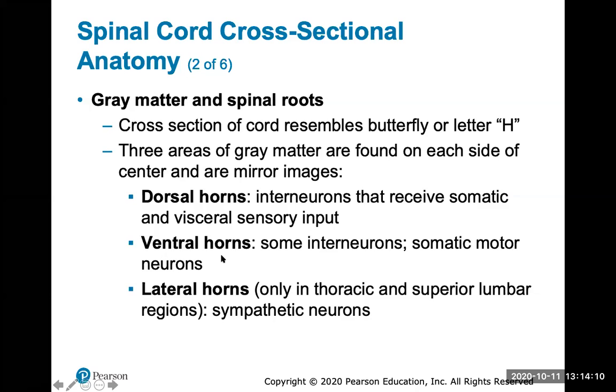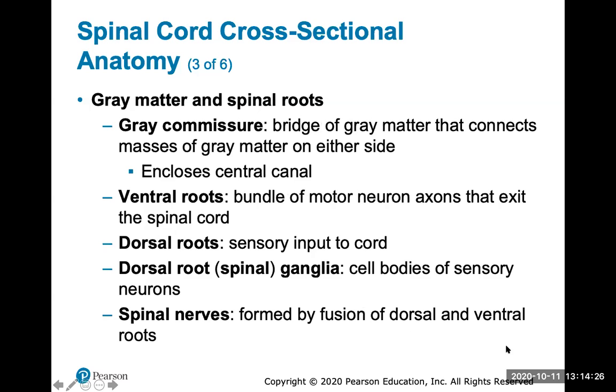Ventral horns will contain some interneurons, but mostly the somatic motor neurons, which will initiate the response out of the ventral or front roots. And the lateral horns are only in the thoracic and superior lumbar regions, and these will contain sympathetic neurons. So this describes the gray commissure. This is the bridge of gray matter that connects the masses of gray matter on either side. This will enclose the central canal.